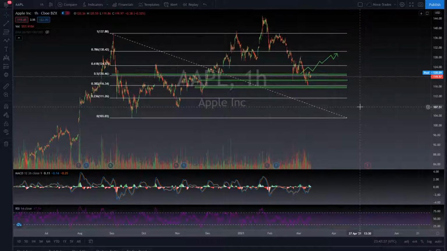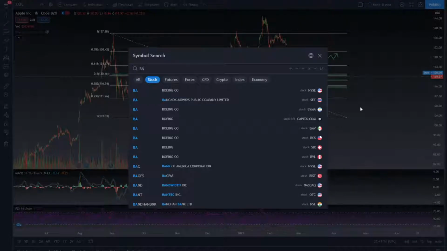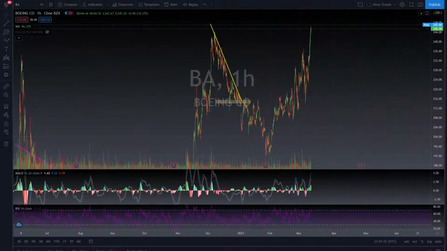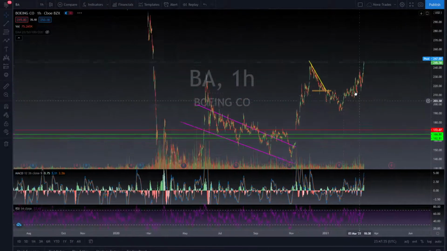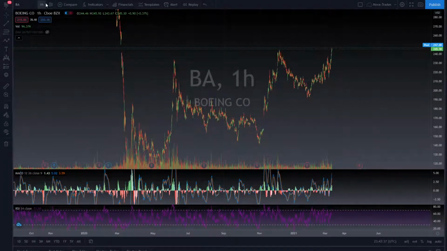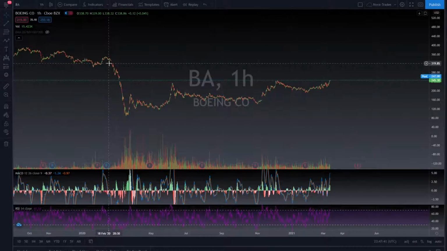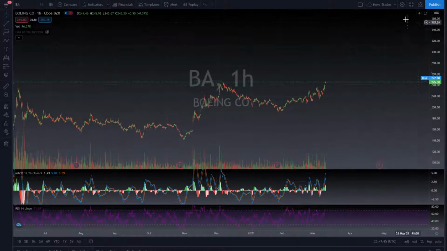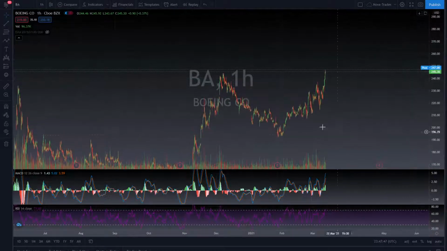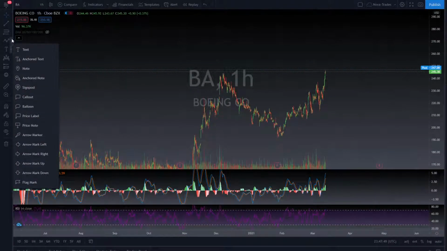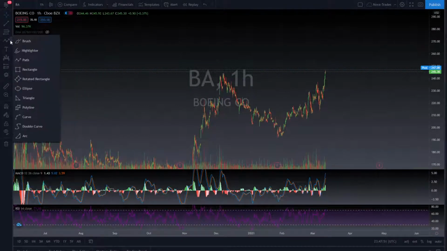So we looked at Fubo as well. We'll look at BA real quick. BA was a monster today. Yeah, look at BA go. BA just went insane. I still can't believe that sell-off BA had back in last March. But yeah, BA broke over a long-term resistance it had today, which is really good.